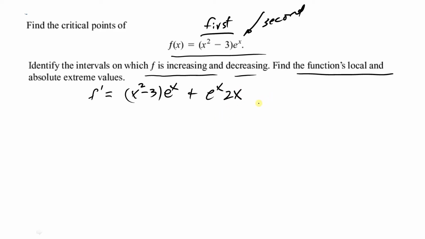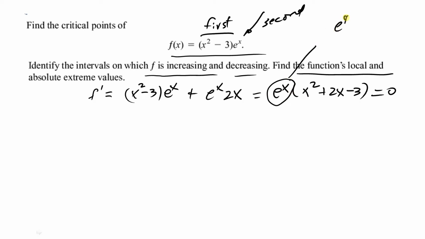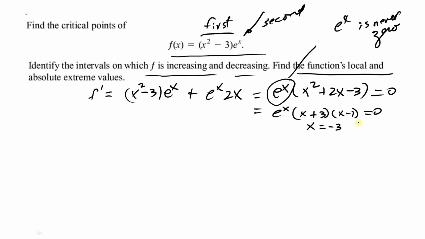Simplifying this, we can pull e to the x out and get e to the x times x squared plus 2x minus 3, and set this equal to 0. Notice e to the x is never 0, and we can factor x squared plus 2x minus 3 into x plus 3, x minus 1 equal to 0 at x equal minus 3 and x equal 1. So these are the critical points.